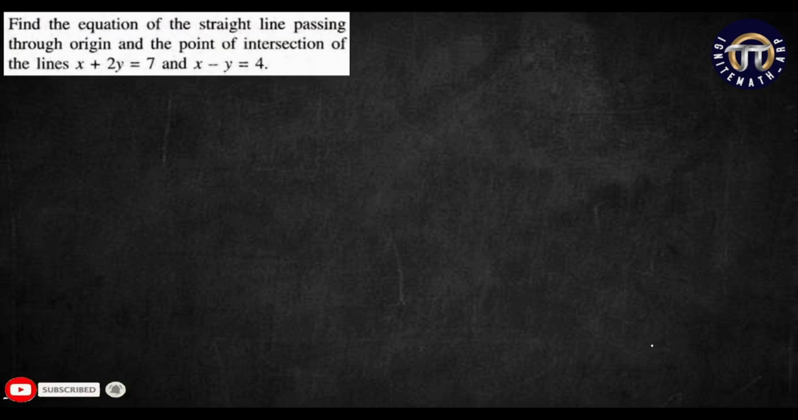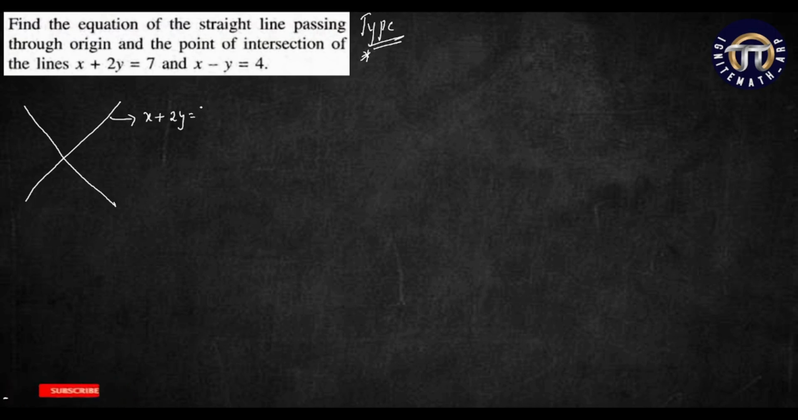find the equation of the straight line passing through the origin and the point of intersection of lines. This type of question is very important, children. Okay, so now look at the question carefully. There are two lines which are intersecting at a point. So I'll take the equation of this line as x plus 2y is equal to 7, and the equation of this line is x minus y is equal to 4. Find the equation of a straight line passing through the origin and the point of intersection of the lines.